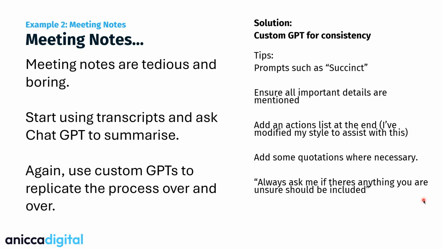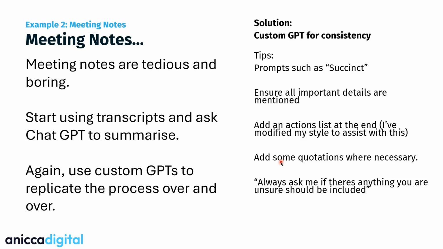And then I put at the end of it, always ask me if there's anything you're unsure whether it should be included or not, ask me, and I'll say, yep, include that, don't include that. And it does it consistently because we've got this custom rule set through a custom GPT. So it repeats it every single time, and I can just upload meeting notes and it just gives me the answer.